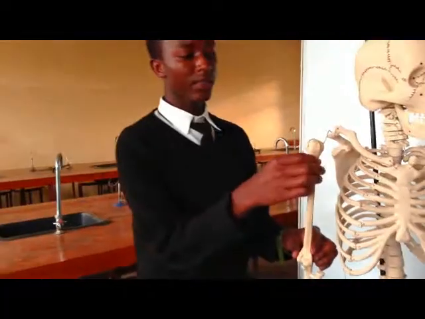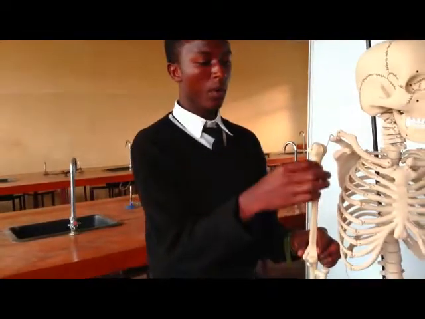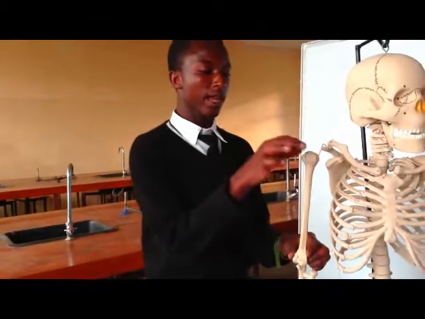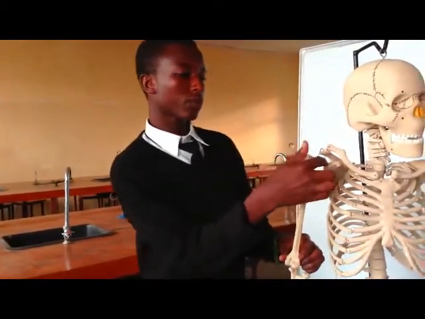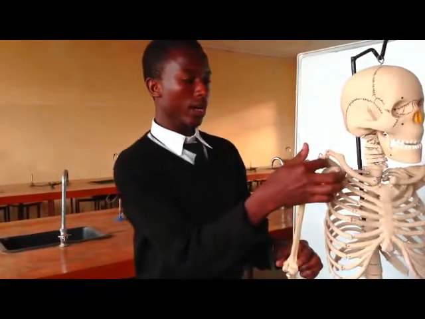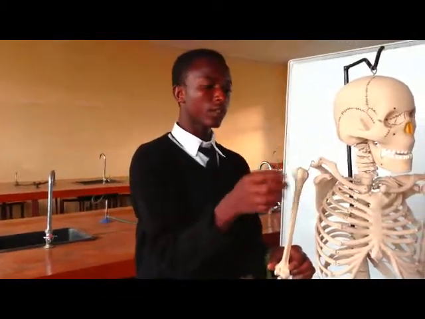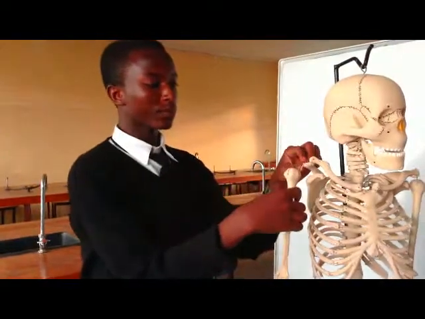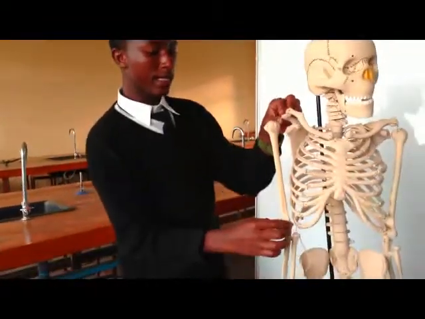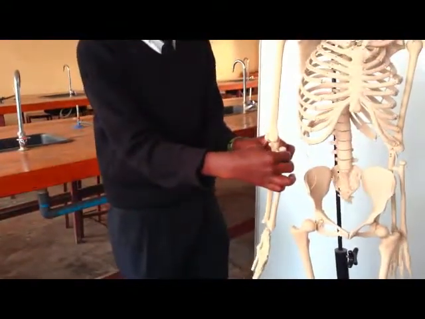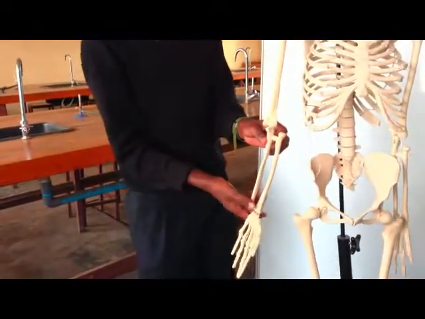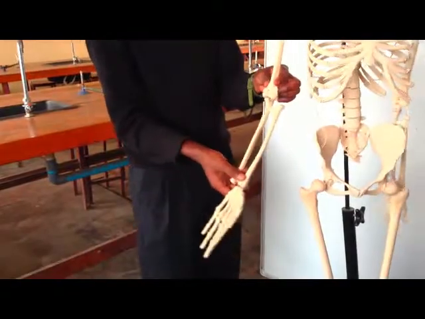Humerus. The humerus is a long bone which consists of the head at the upper part, whereby this head articulates with the glenoid cavity of the scapula to allow movement of the arm. And at the lower end it consists of the trochlea, which articulates with the ulna and radius, and whereby they form a hinge joint.